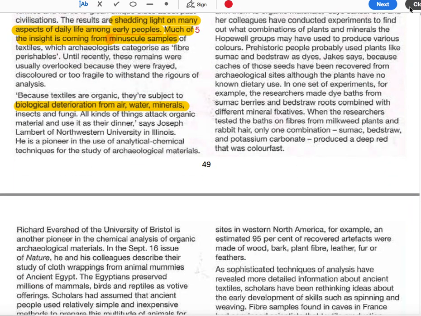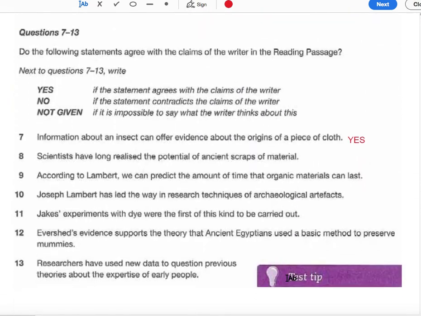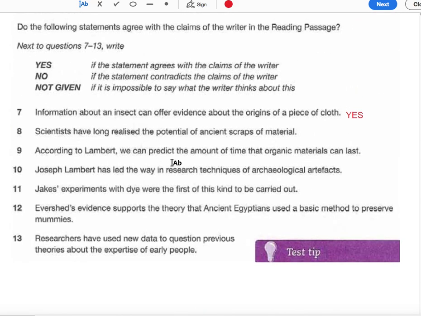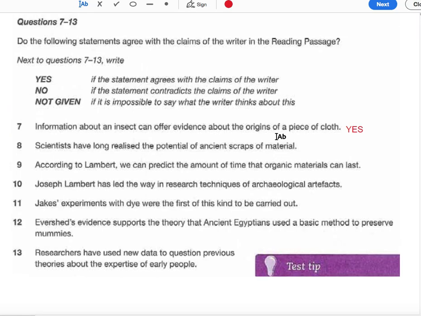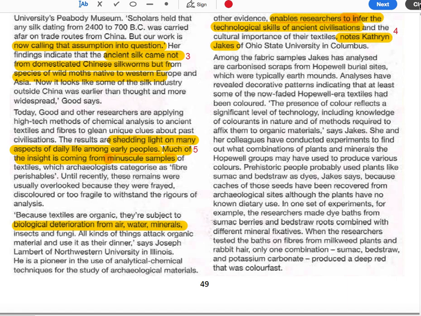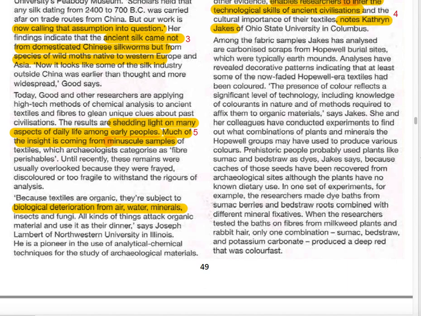Let me look again at the other questions. Oh, sorry, no, here. Here it's talking about Jakes. So it looks like these 3 questions, I've missed them somehow. Realize the potential of ancient scraps. Okay, I remember that. Yes, it was around here. Good analysts are applying.